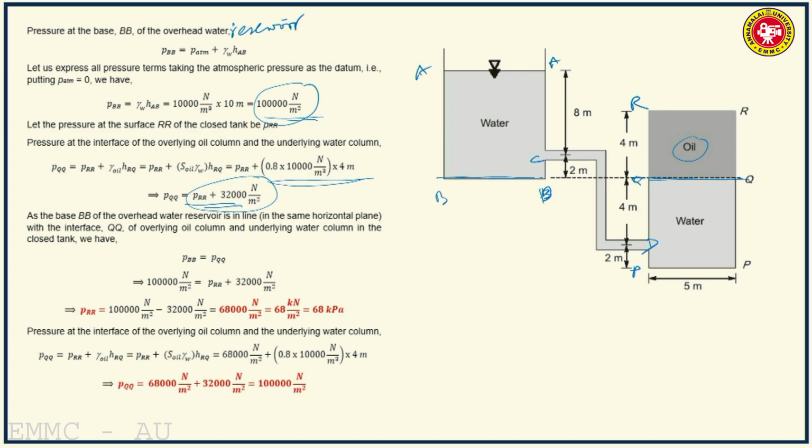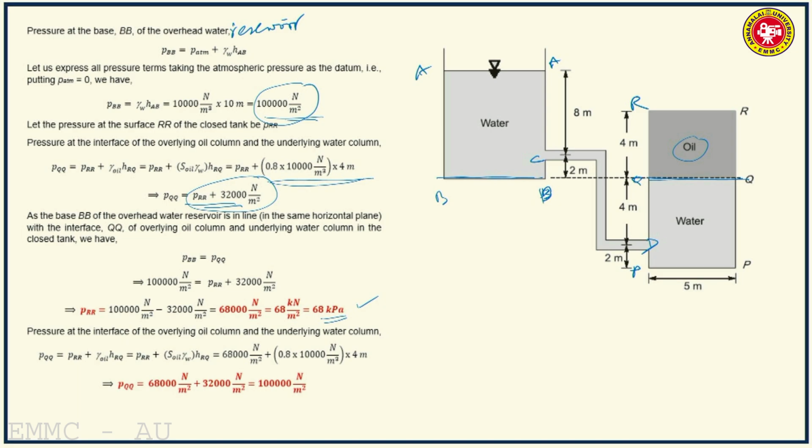So you will get the value of PRR. So PRR, this is at the top of the closed tank, will be 68,000 Newton per meter square. If you put it in kilopascals, it will be 68 kilopascals.